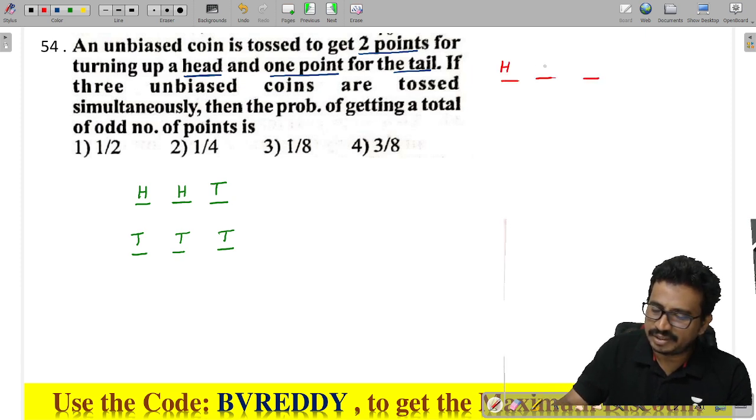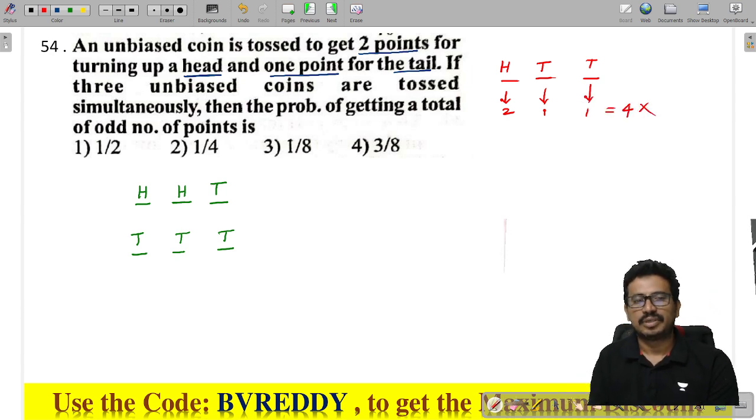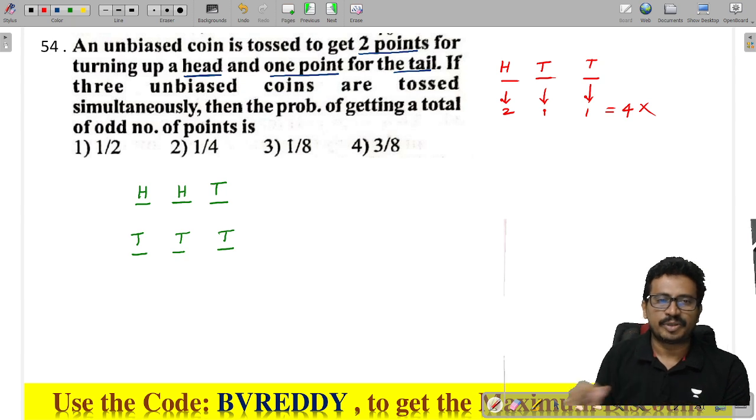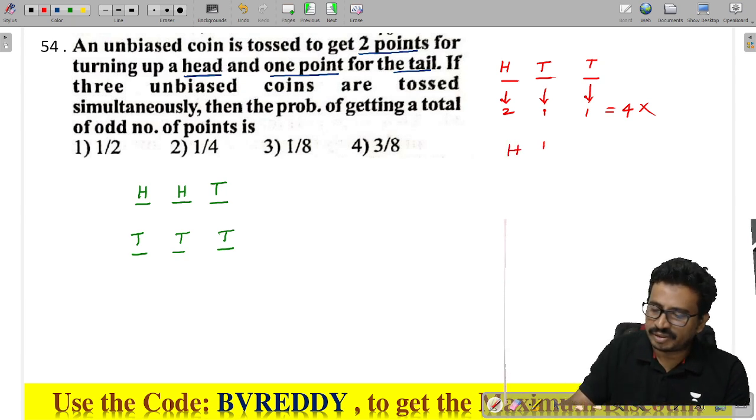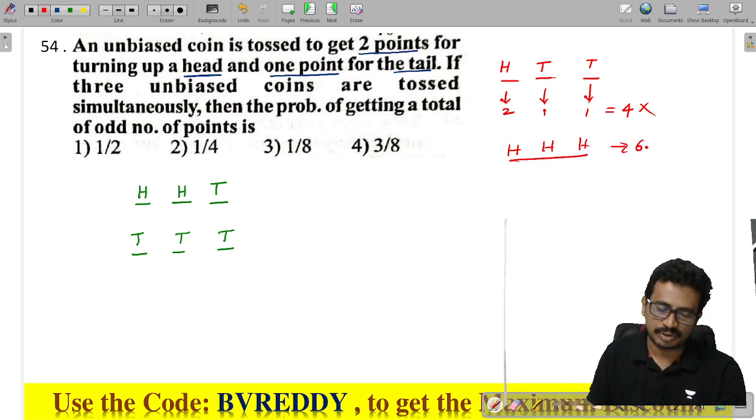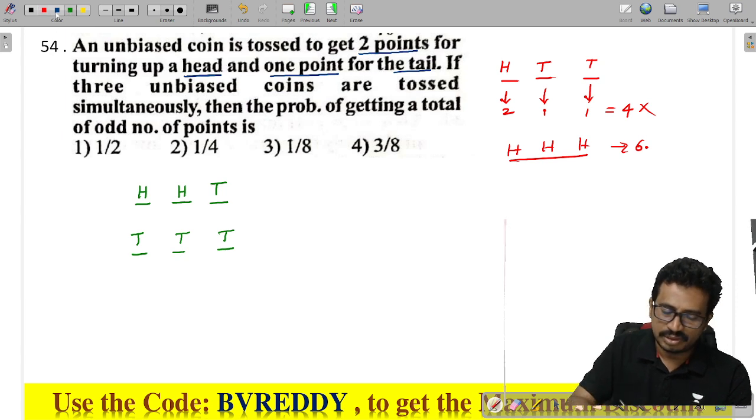If this is head, tail, tail, then for this I will get 2 points, for this I will get 1 point, for this I will get 1 point, total it is 4 now. It does not happen. So that means this is the only possibility you can see. Even if we got all heads, the sum is 6, so this is not a possible case. Only this case we have.